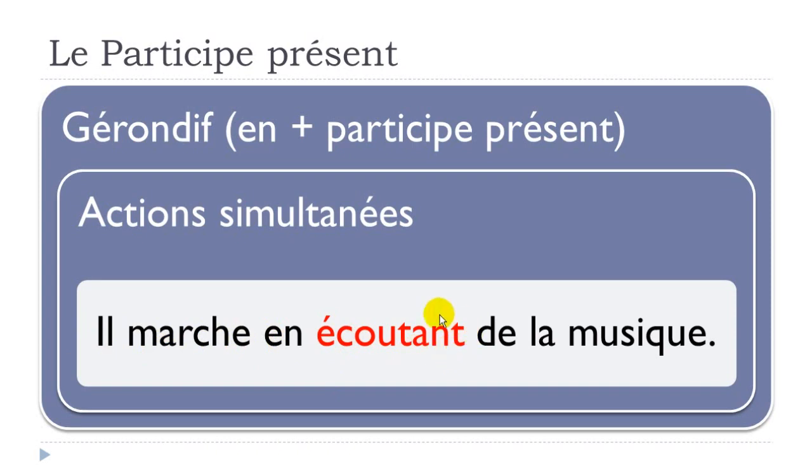Il marche, marcher is to walk, so he's walking. En écoutant, okay? And remember, if we use this gérondif form, we want to express the fact that two things are happening at the same time. Écouter is to listen. So il marche, he's walking, and he's listening to some music, so il écoute de la musique. In that case, you use en écoutant to express the fact that it's happening at the same time. Il marche en écoutant de la musique. Alright, so that's the first use of this gérondif form.